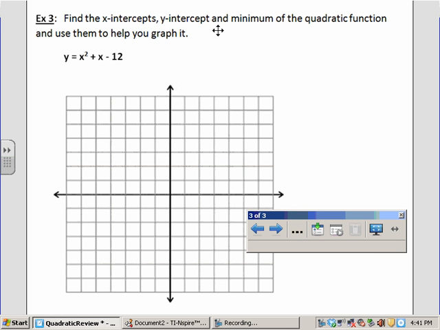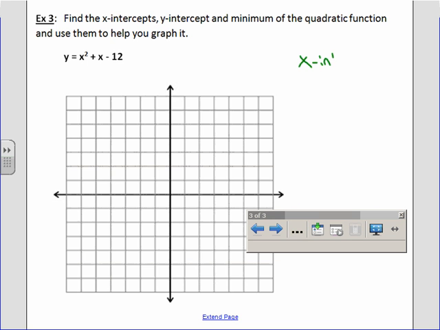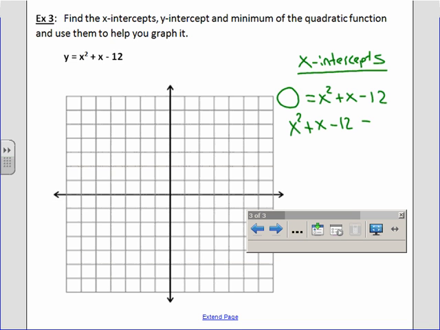for the most part. Find the x-intercepts, y-intercepts, and minimum of the quadratic function and use them to help you graph it. So let's start with the x-intercepts. To find x-intercepts, remember that anywhere along the x-axis here, what's the value of y? No matter what the value of x is along here, that's right, the value of y is always 0. So 0 goes in for y equals x squared plus x minus 12. And I'm just going to write it how we would traditionally with 0 on the right to make Josh Cooley happy. x squared plus x minus 12 equals 0.